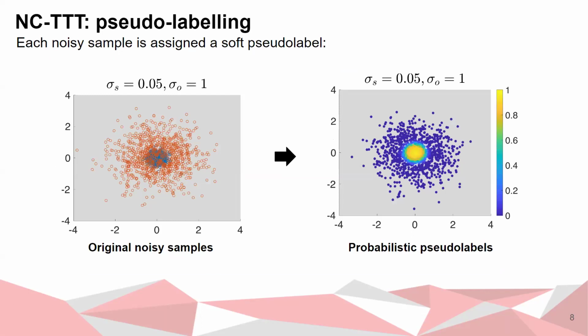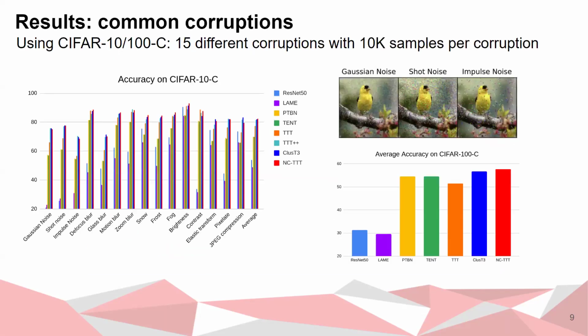This is an example of noise features that overlap and their corresponding probabilistic soft labels on the right. We evaluate our method on common corruptions represented by the CIFAR-10-C dataset, which includes 15 different corruptions, each of them with 5 severity levels, yielding 75 scenarios. NC-TTT defeats previous methods in most categories and at all the different levels of severity.